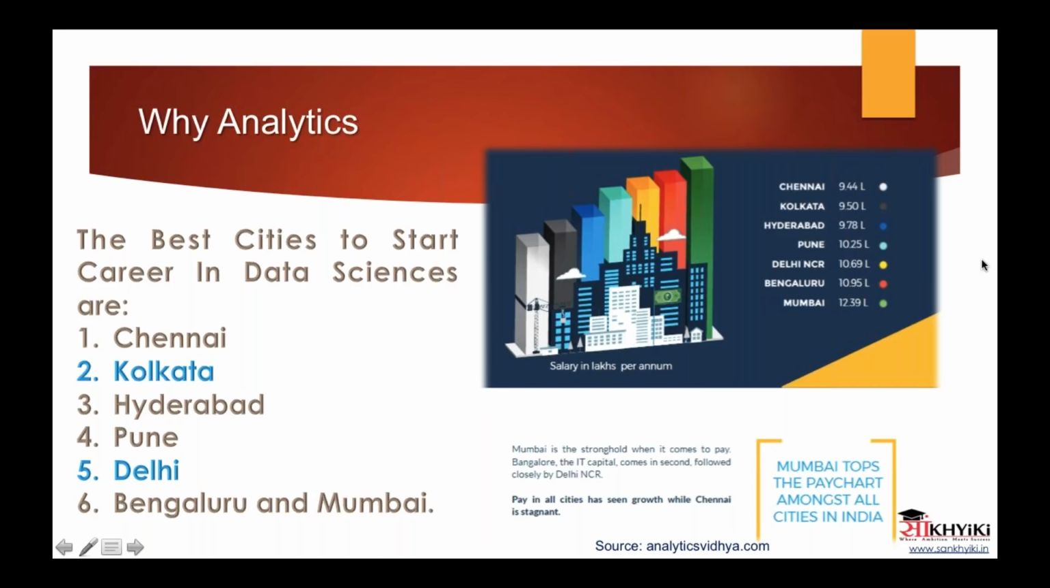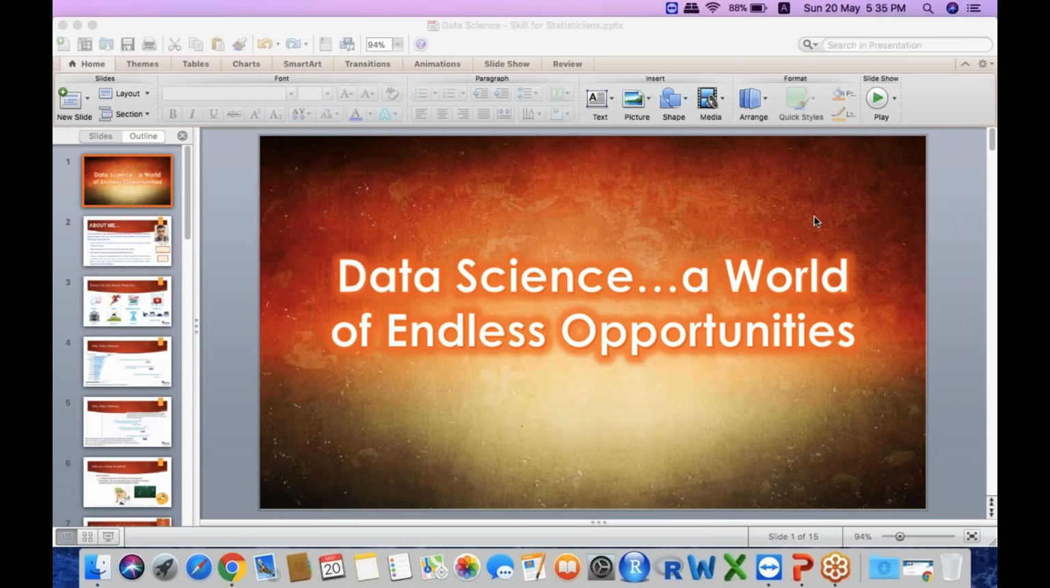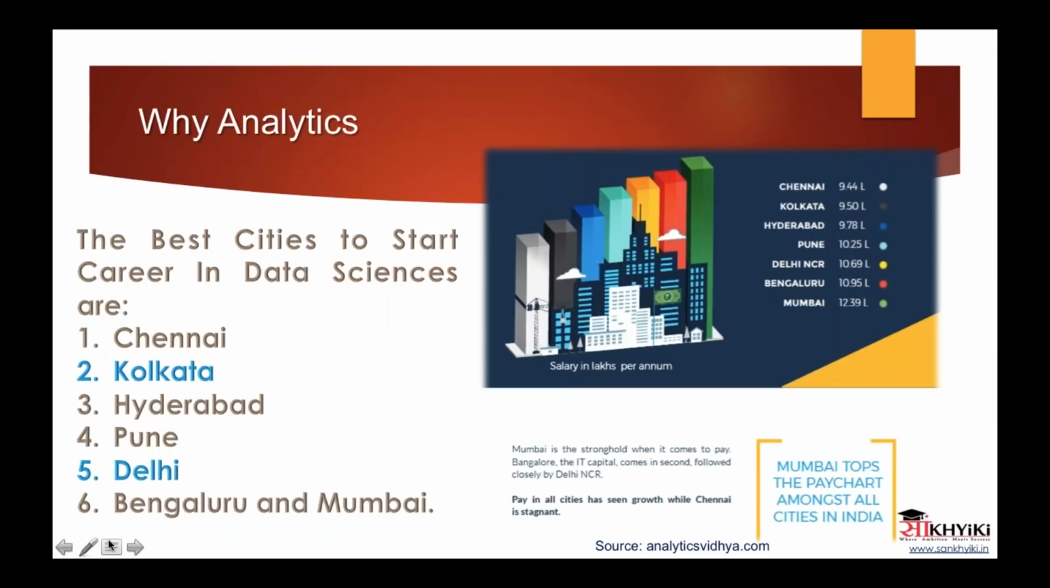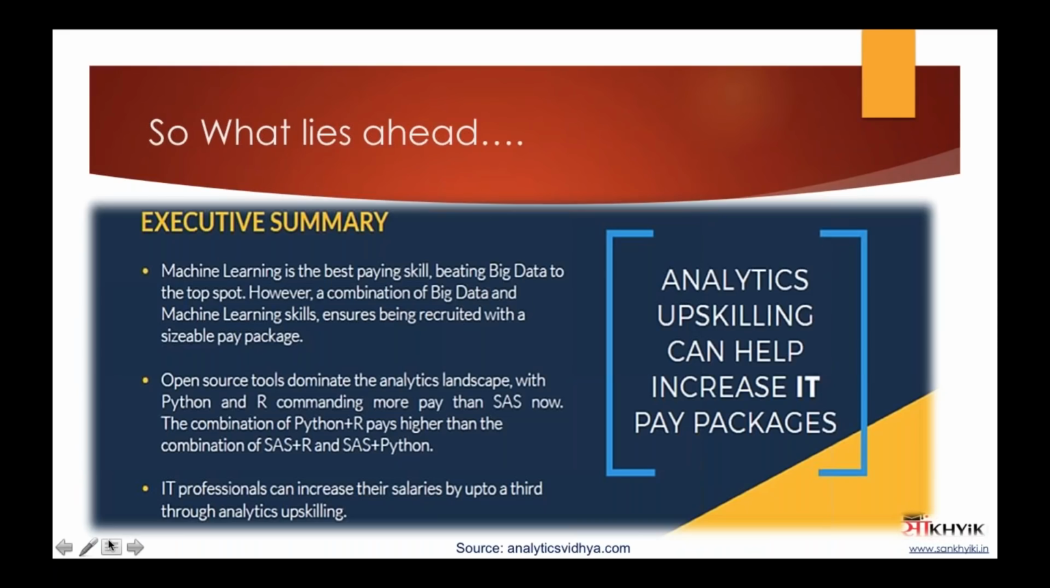But the money is offered to the person with the correct skill, right? So what lies ahead? The thing that lies ahead is machine learning, big data, and of course coding.